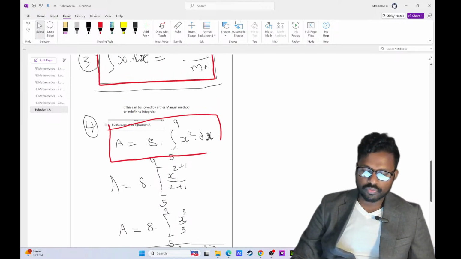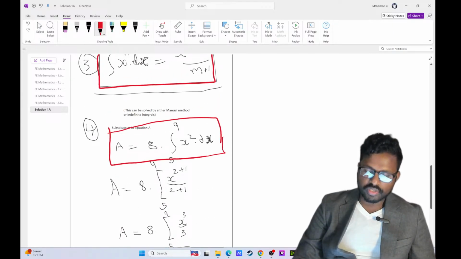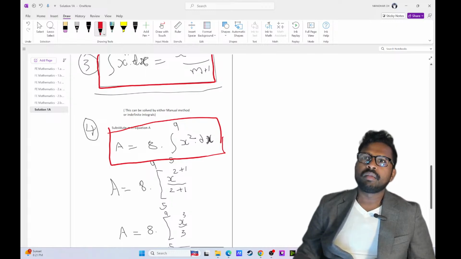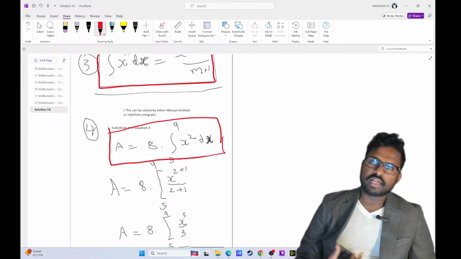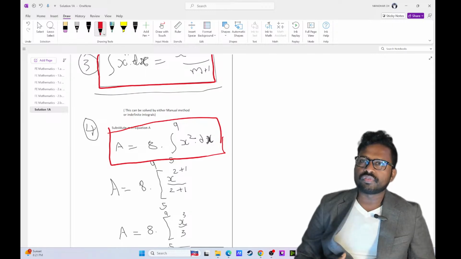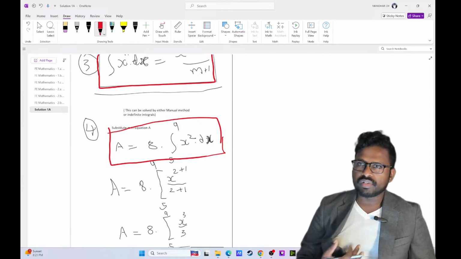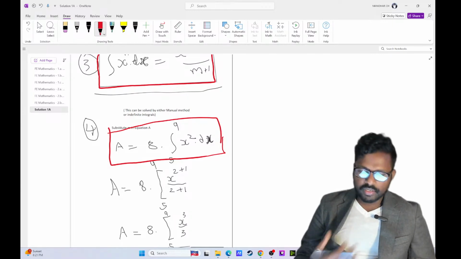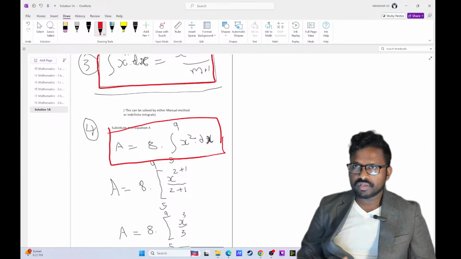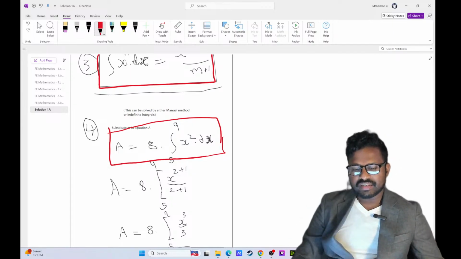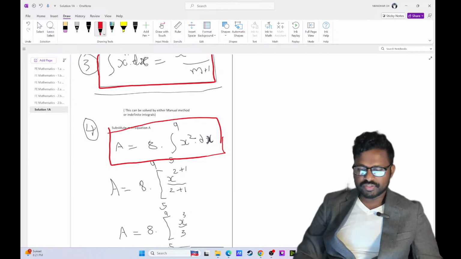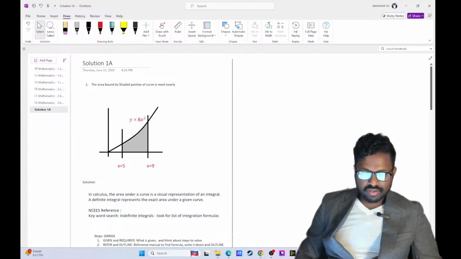So whichever process you want to do, both of them are going to give you the same result. I would highly recommend you master how to do it manually as well. Don't always rely on the calculator, but definitely the calculator is of great help to solve the equations as well. So yeah, get to know both of them. Depending upon your situation and your comfort, go ahead in your exam. All the best, guys. So that concludes solving the first problem, area bound by shaded portion of the curve.